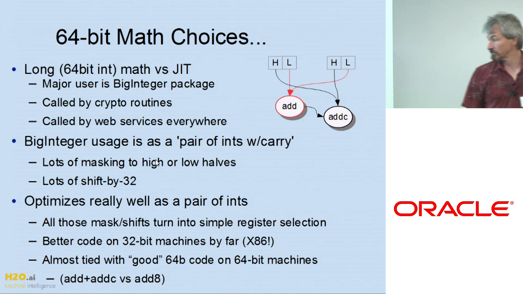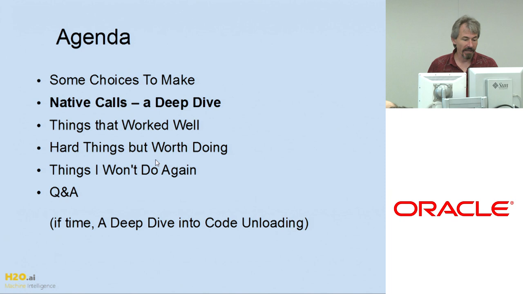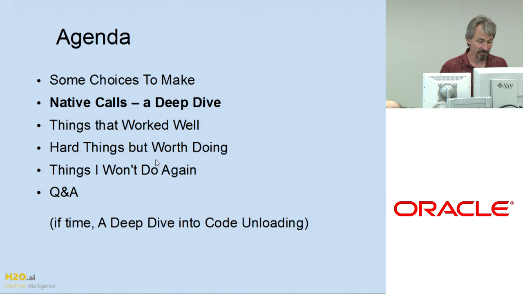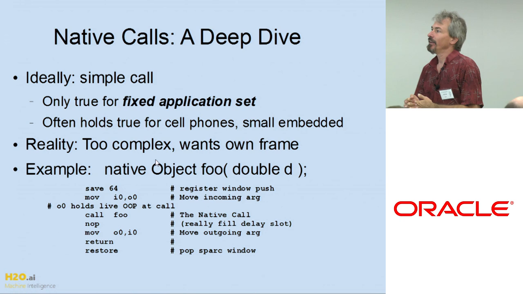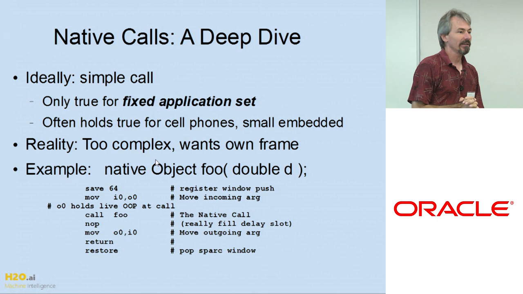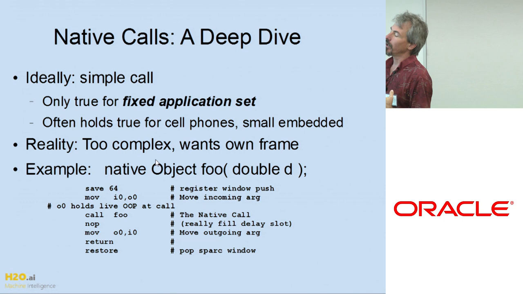Who'd have thunk, right? Okay, so now I'm going to take a deep dive into native calls. That's like a day of doing native calls. And I'm going to pick on Spark. So it's beat on Spark day. This is old Spark chips. I'm picking on Spark only because it's exemplary for being bad. But the same issues arise with various calling conventions on x86, on ARM, and on Itanium in different ways. It's the same general problem.